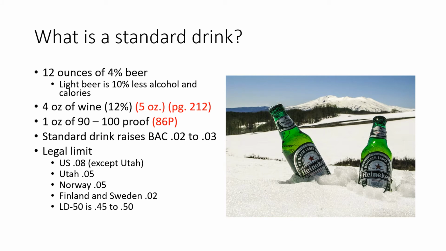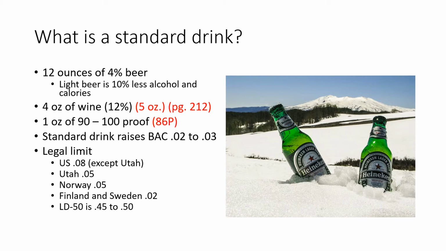What is a standard drink? A standard drink is a way of comparing the alcohol content of various beverages. A standard drink contains 1/2 ounce of pure alcohol. That would amount to 12 ounces of a 4% beer. Some people think they're getting a lot less alcohol by drinking light beer, but light beer is maybe 10% less alcohol, but largely fewer calories. So by drinking light beer, rather than avoiding intoxication, you just become a slim, fit drunk.